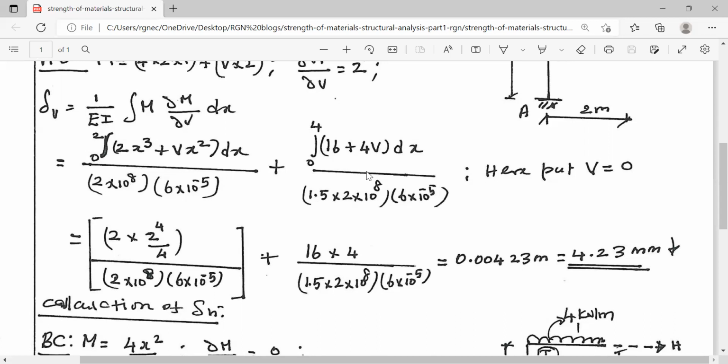Now, this fictitious load V should tend to 0 for getting the actual deflection. Therefore, in this expression, we have to substitute V is equal to 0. Then after simplification, we are getting this value of deflection as 0.00423 meters, which is equal to 4.23 millimeter. We have to substitute V is equal to 0 after the integration.